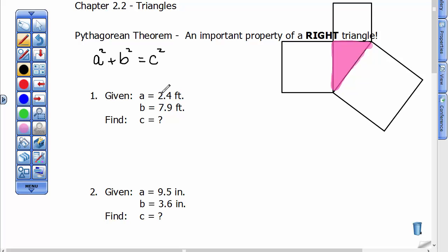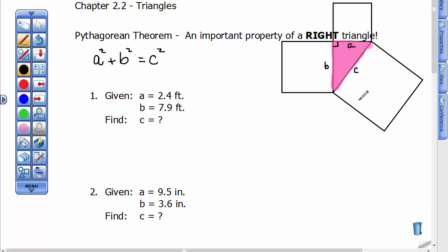What are those a's, b's, and c's? In a right triangle, a and b are the legs, and c is the hypotenuse. And Pythagoras discovered that if you squared the value for the legs of the right triangle and added them together, they would be equal to the square of the hypotenuse.